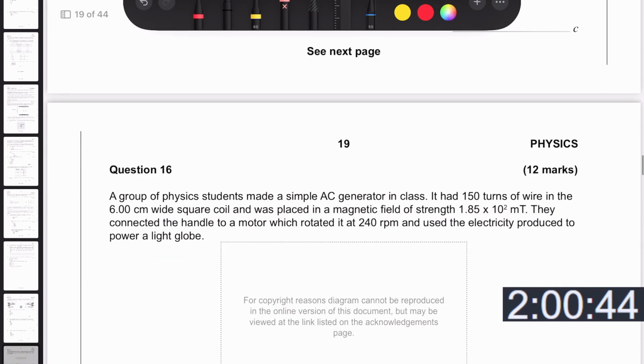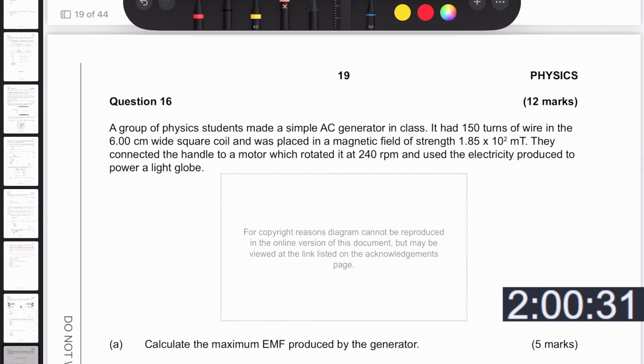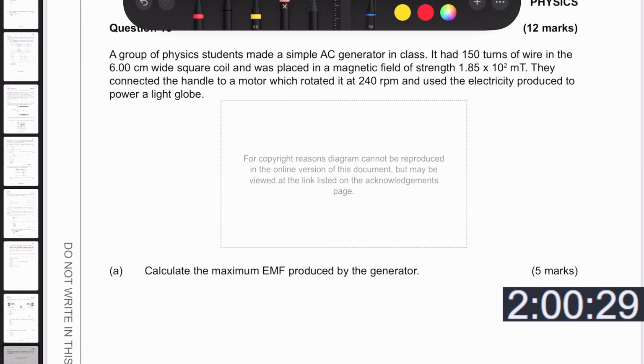Okay. A group of physics students made a simple AC generator in class. It had 150 turns of wire in a 6 centimeter wide square coil, placed in a magnetic field. They connected it to a rotating handle and used the electricity produced to power a light globe. Calculate the maximum EMF produced by the generator. Okay, so pretty straightforward.